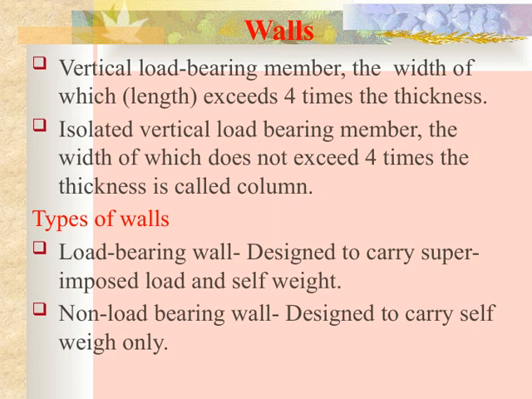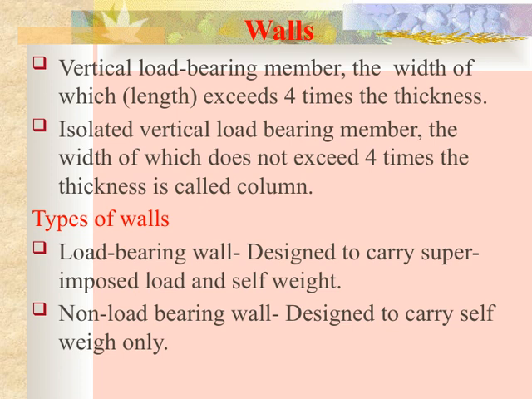Let's start by understanding what walls are in the context of structural elements. Walls are vertical load-bearing members, and an important feature is that their width or length exceeds 4 times their thickness. This ratio helps us distinguish walls that are primarily designed to carry loads from other types of vertical elements. Now, there's also a specific term for isolated vertical load-bearing members, where the width does not exceed 4 times the thickness. These are called columns. Columns are typically used to support loads at specific points, like in beams or arches.